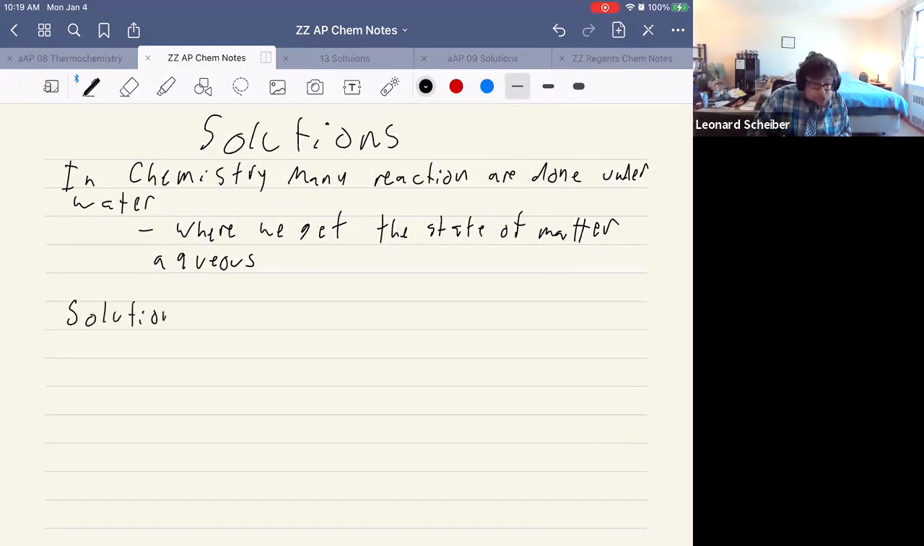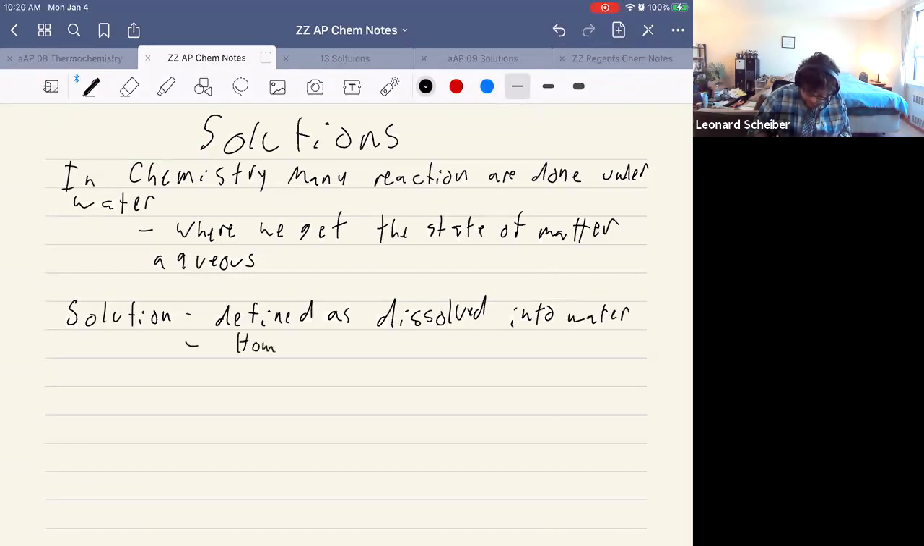Of course, we remember that a solution is not just an answer in chemistry. It is anything that is defined as dissolved into water, and because it's dissolved in water, it must be a homogeneous mixture. All solutions are homogeneous. And for every solution, there are two parts.